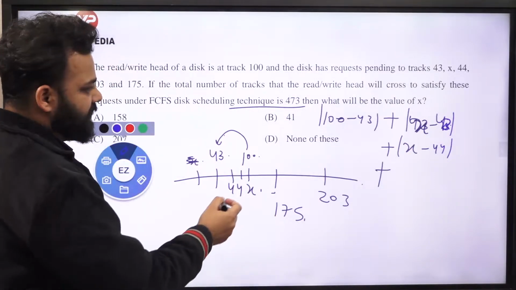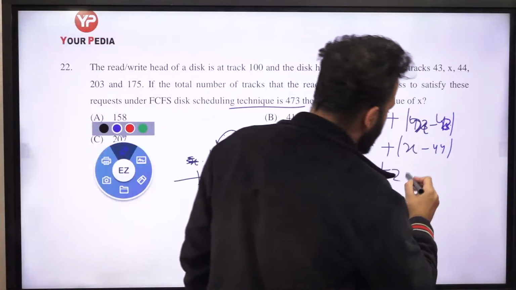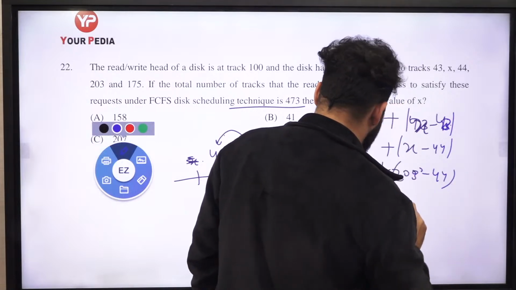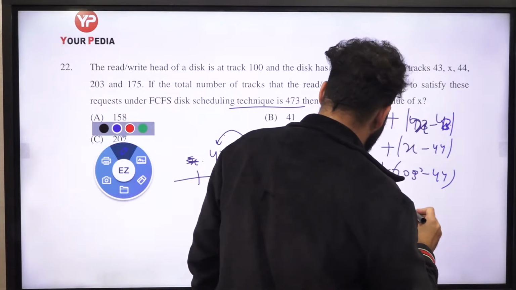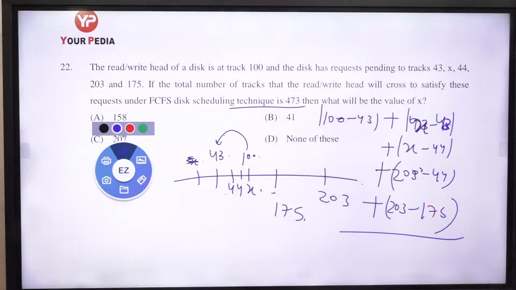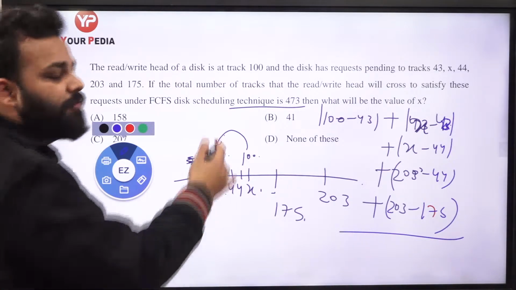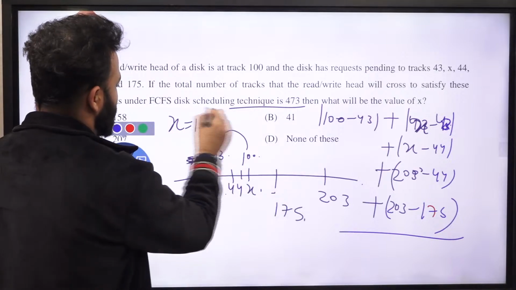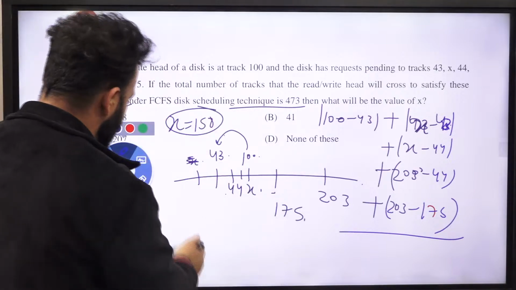So after that, from 44 it is going to 203. So 203 minus 44 plus, then after that it is going to 203 minus 175. So these are the formulas which will equate to 473, and if you put all the values in this, X will come out to be 158. So it is pretty easy, these types of questions.